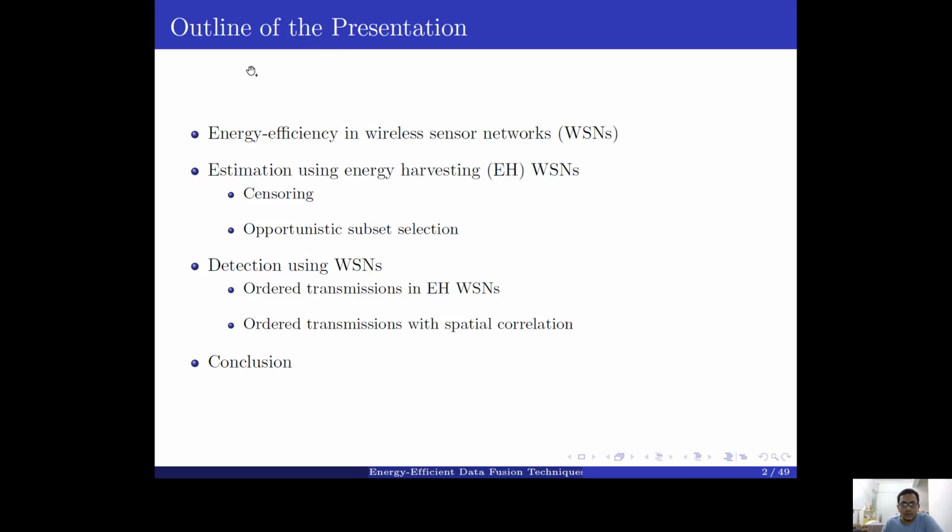This is an outline of what I am going to talk about here today. First, I will discuss the issue of energy efficiency in the context of wireless sensor networks. Then I will move to the first problem which I have worked on. It involves estimation using energy harvesting wireless sensor networks. Here I will discuss the two schemes which I have studied. Then I will move to the second part of my work, which deals with detection using wireless sensor networks. And under this section, I will discuss the two problems which I have worked on. And then I will conclude this presentation.